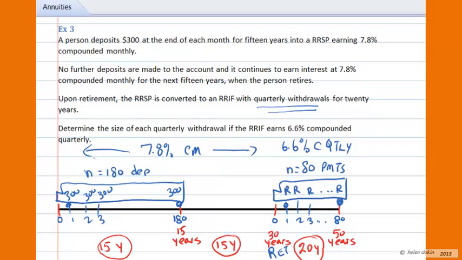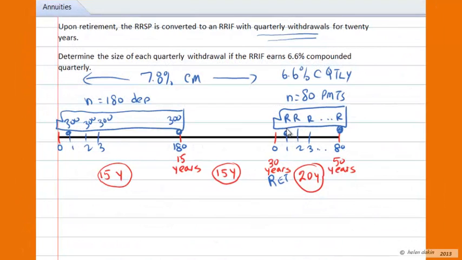Now we have to figure out how we're going to solve this problem. The time diagram is pretty complete, except that it's missing one important element, and that is the selection of a focal date. We need to know where to locate our focal date. Now, let's take a look here.